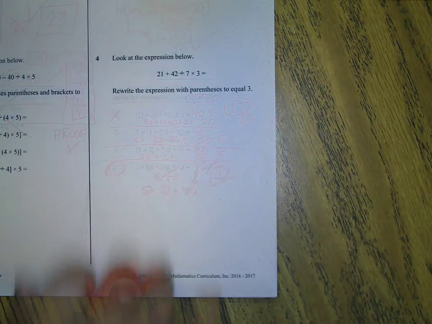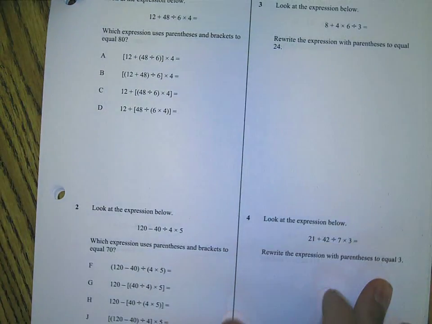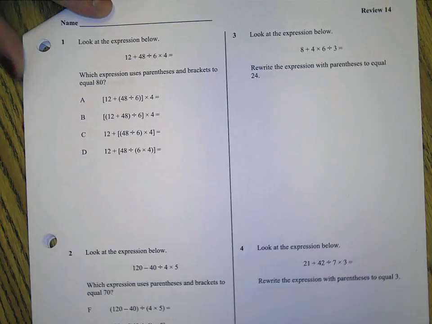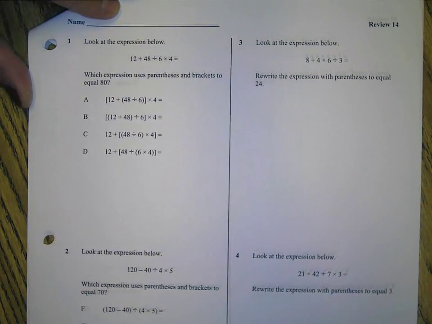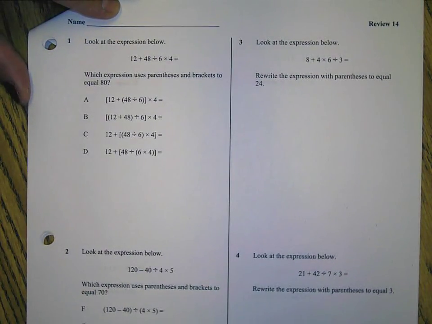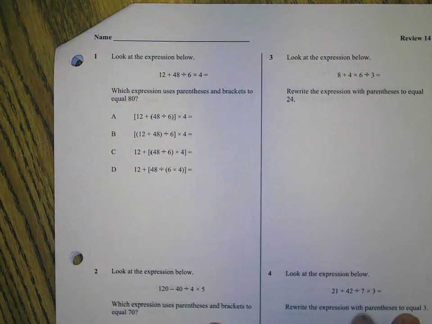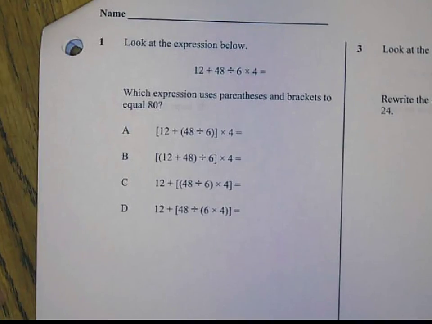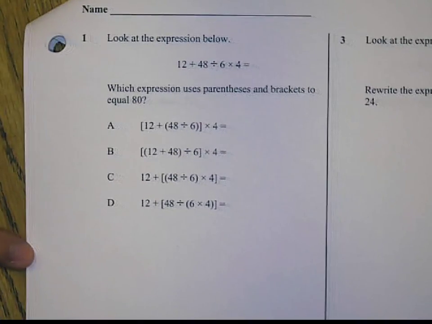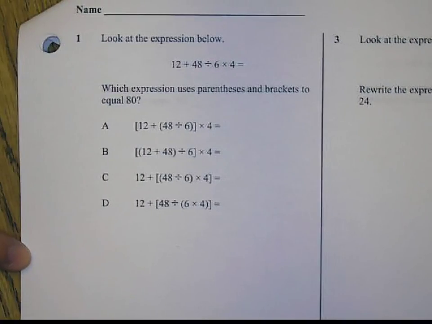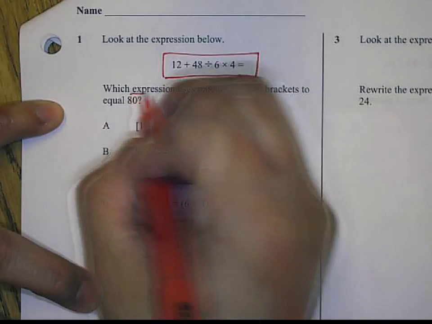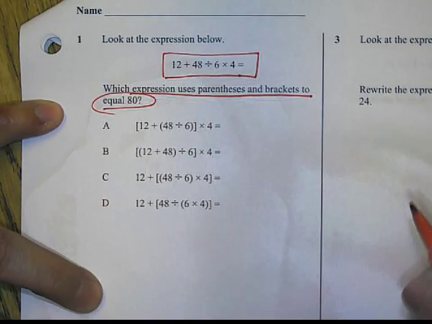Okay? Review 14. We're almost to that number 4 that you guys were having trouble with. Some of you were having trouble with it, but we'll still go over all of them. Okay, look at the expression below. Which expression uses parentheses and brackets to equal 80? All of those, but I need to use parentheses and brackets to equal 80.